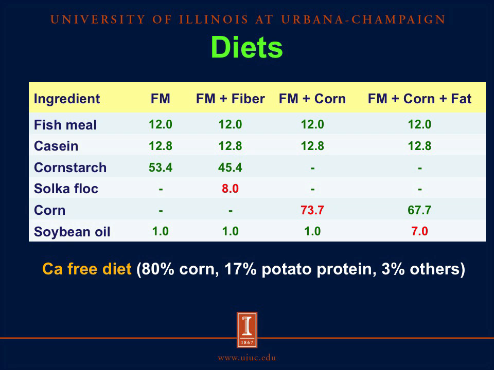The fish meal with corn diet contained the same amount of fish meal and casein, but cornstarch was replaced by corn. The fish meal corn and fat diet was similar to the previous diet, with the exception that soybean oil was included at the expense of corn. A calcium-free diet was formulated to estimate the endogenous losses of calcium.